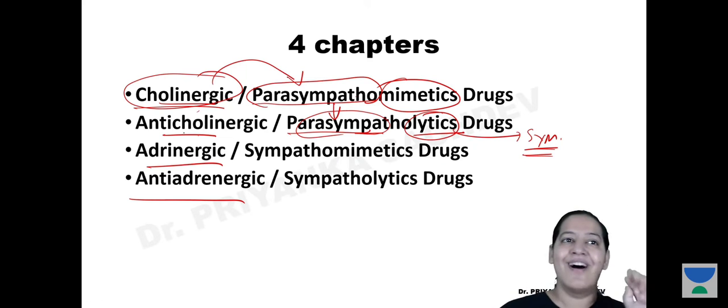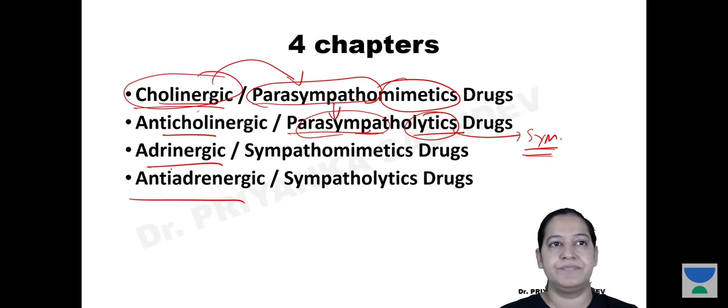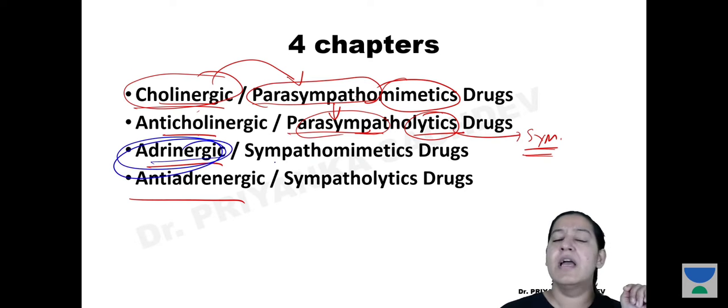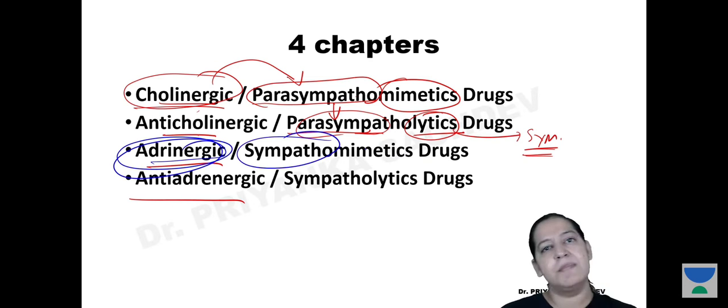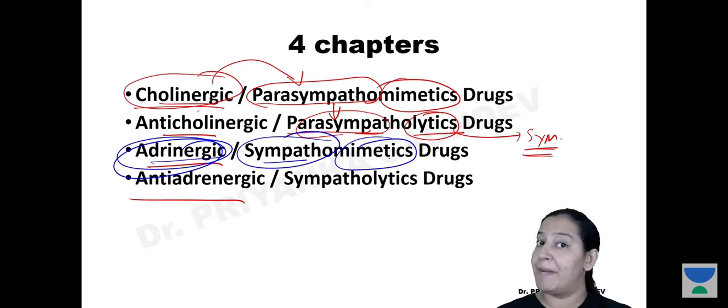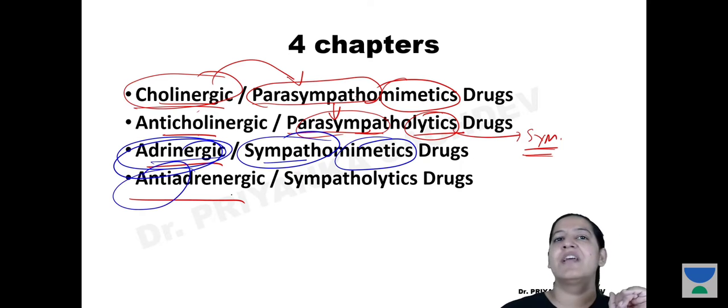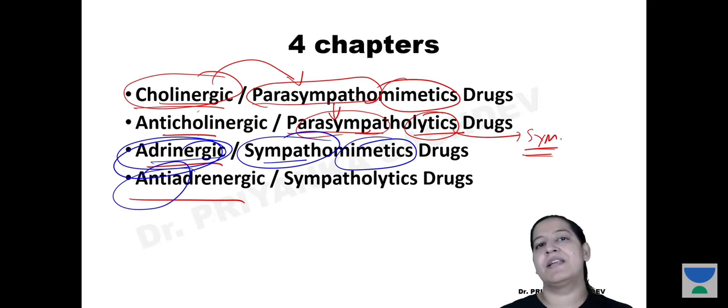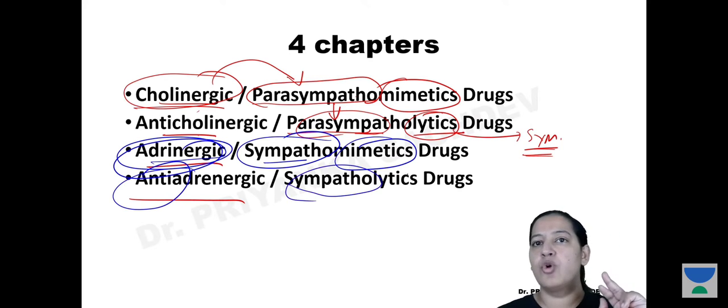Done. The third system is adrenergic. They will do the same thing as the sympathetic system is doing inside my body. That's why they are known as sympathomimetic. And anti-adrenergic drugs will do the opposite of what the sympathetic system is doing. So these are known as sympatholytic. Have you got it?